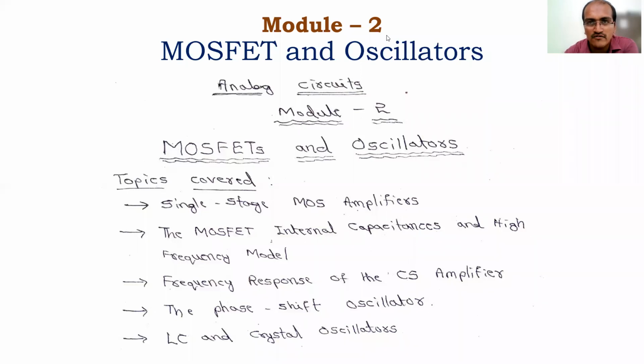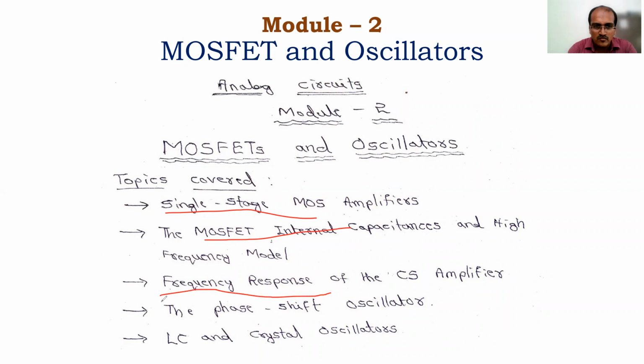In module 1, we discussed the MOSFET continuation, what we had left out in the first module. You have discussed single stage MOS amplifiers, MOSFET internal capacitances and high frequency model and frequency response. So low frequency and high frequency response we have seen.